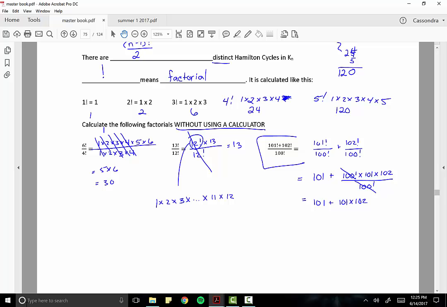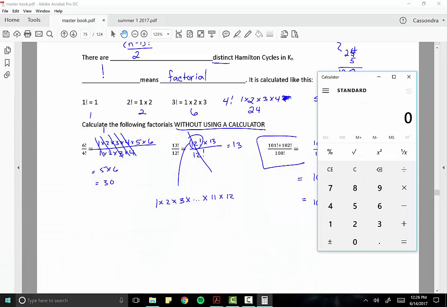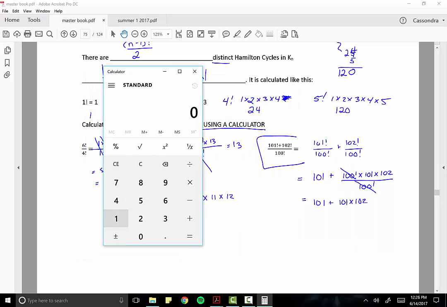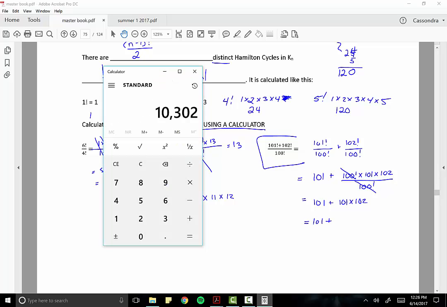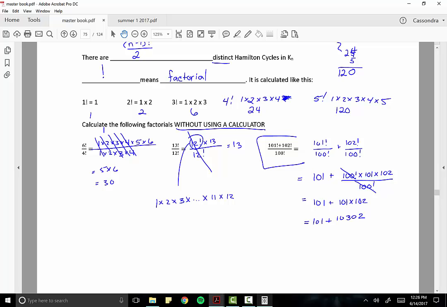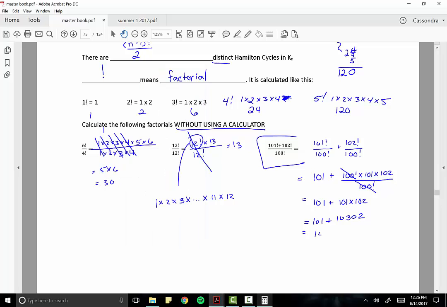Now I say without using a calculator, but where's my calculator? There we go. So this is 101 plus, which equals, so that is just some things.